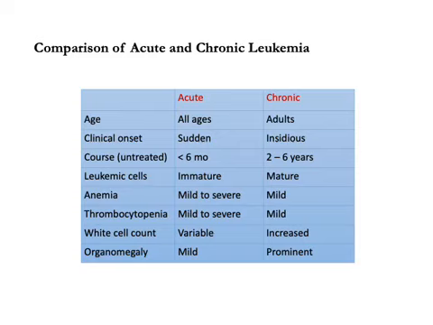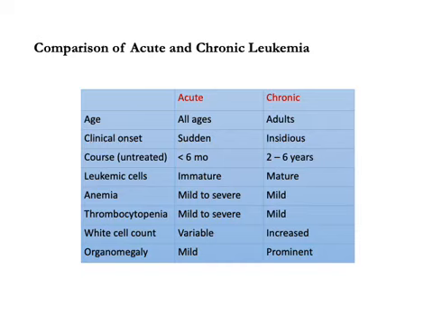The chronic leukemias, on the other hand, are usually diseases of the adult. It has an insidious onset. Since most of the cells are mature cells, the bone marrow failure is generally mild. In acute leukemia, the white cell count is variable. It may be normal, low, or increased. But in chronic leukemia, the white cell count is invariably elevated. In addition, organomegaly is common in patients with chronic leukemia.